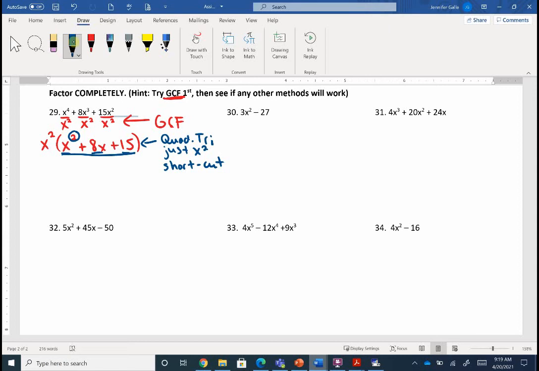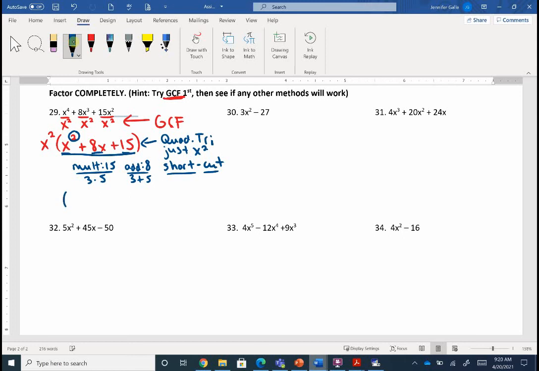So that means I want to multiply to get 15, and we're going to add to get 8. So what's going to fit the bill for us? Multiply to get 15, add to get 8. What's going to work? 3 and 5. 3 times 5, 3 plus 5. Now we can use, because it's just a plain x squared, there's no other number in front of it besides 1, we can do our shortcut.